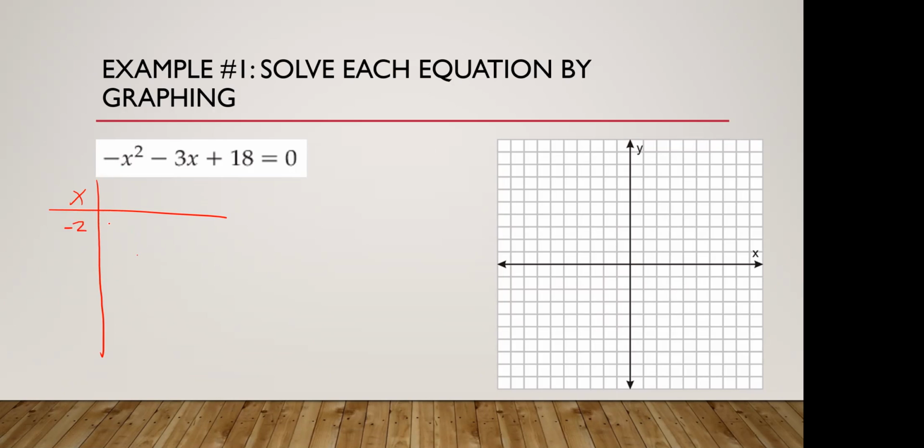When I do that, I have a negative, and then -2 squared minus 3 times -2 plus 18. When I follow the order of operations, I end up getting a positive 20. So when x is -2, y is way up here, somewhere at positive 20. I want to choose something larger, hoping my parabola will come down onto my graph. So I'm going to try positive 2.